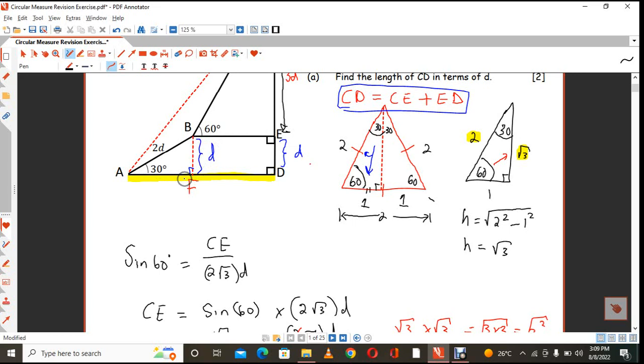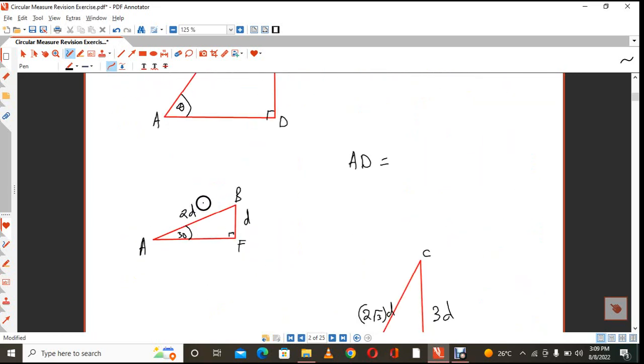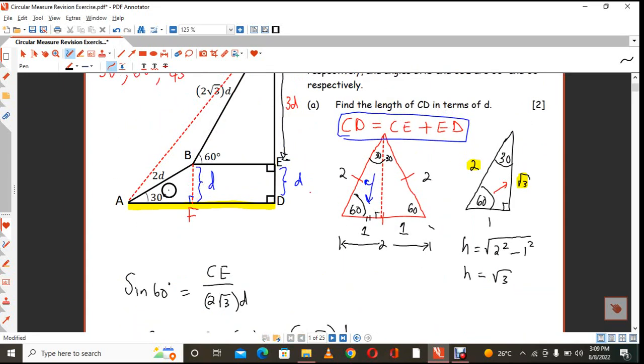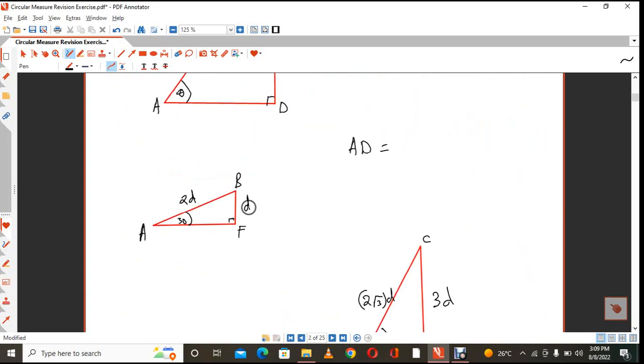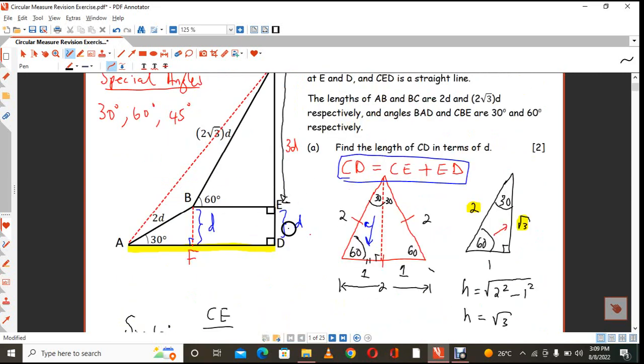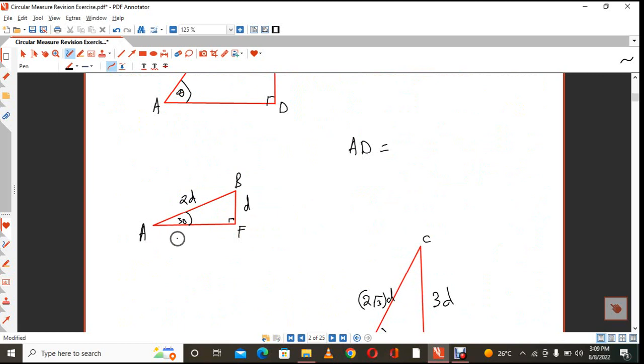So first I'm going to find AF. I have that triangle here with all the necessary measurements. That is the 2D for the hypotenuse, the 30 degrees here at angle A, and also the BF, which is D, as we have calculated before. So we can actually calculate the third side here. You can also use Pythagoras' theorem, but I'm not going to use it. I'm going to use the 30 degrees here.